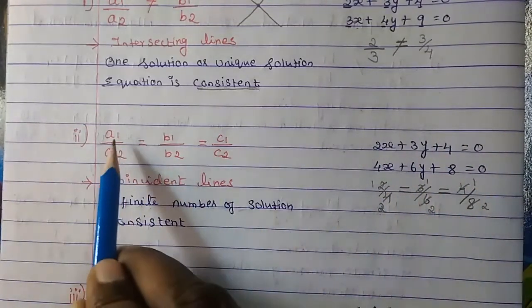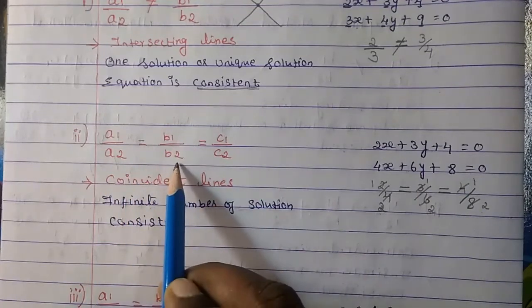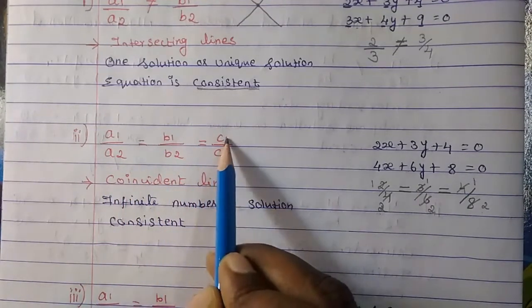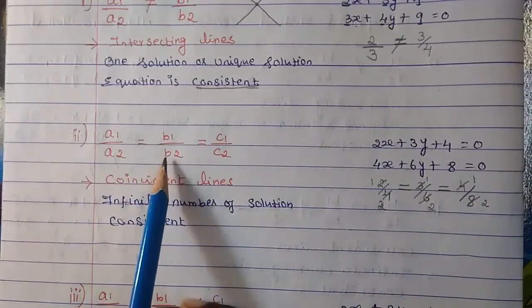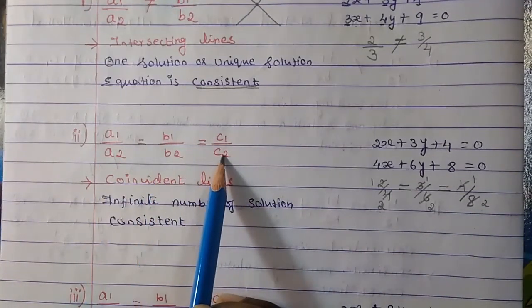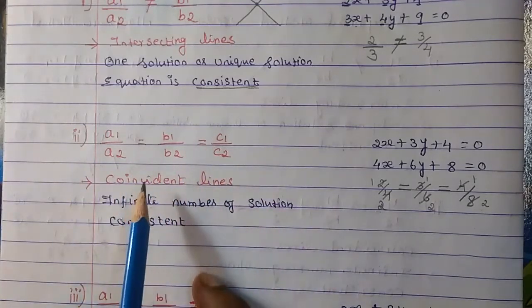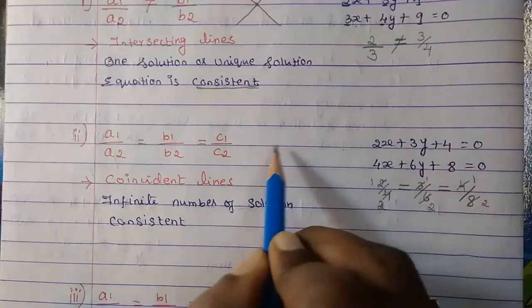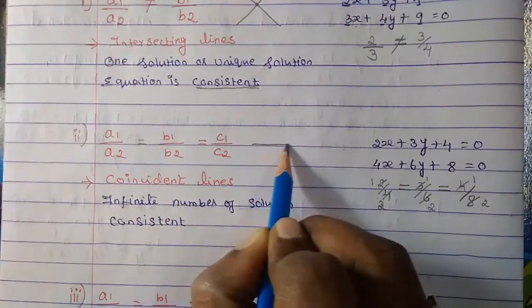So if your condition is where a1 upon a2 is equal to b1 upon b2, which is equal to c1 upon c2. So you first see whether the first two are equal, and if both are equal, then you compare with the third one. If that also is equal, then all three are equal, and you will get a graph that is a coincident line. So the graph will be coincident.